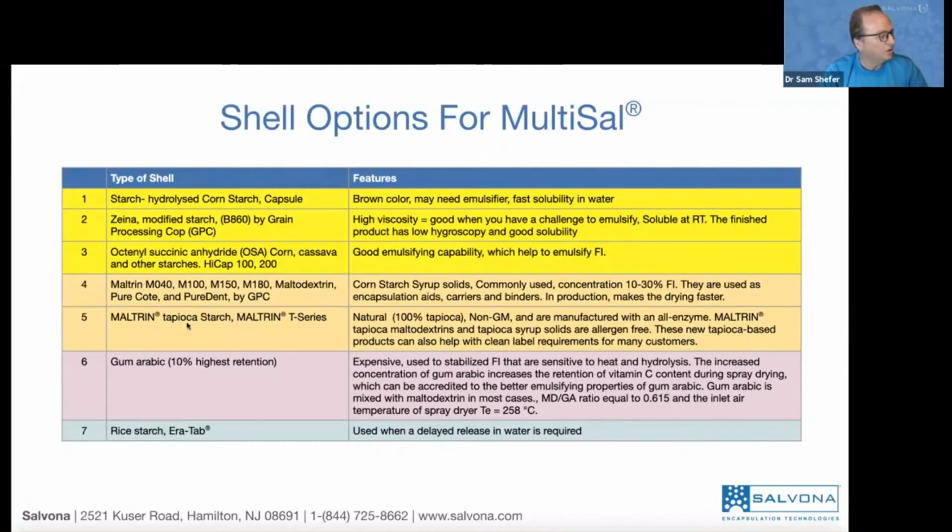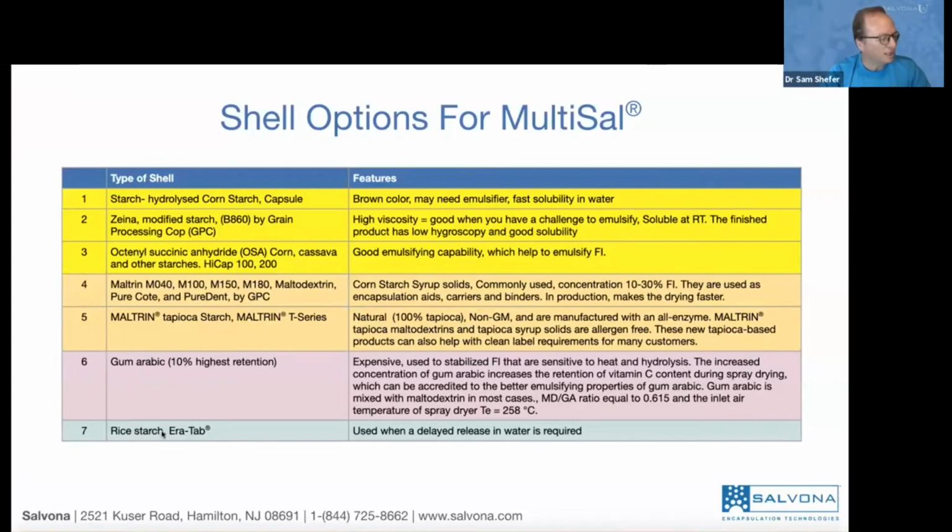Then we have the Multrin, tapioca starch. This is for people that don't want to have genetically modified structure. So Multrin would be a good solution for this. The whole Multrin is produced with an enzyme and no chemical reaction. Now, totally different is gum arabic. It's coming from a different plant. It's the most expensive one, and it's sensitive to heat and water. So we don't like to use gum arabic.